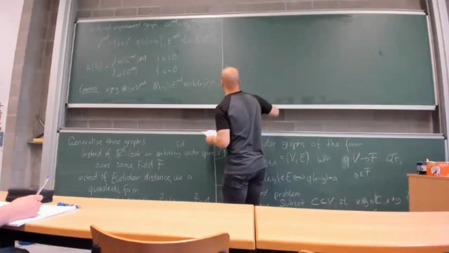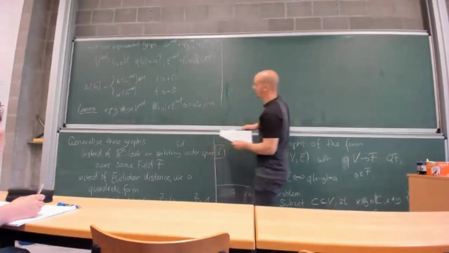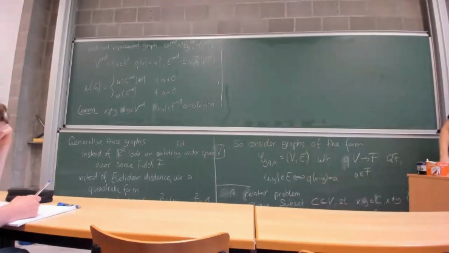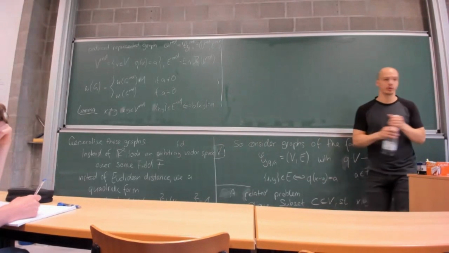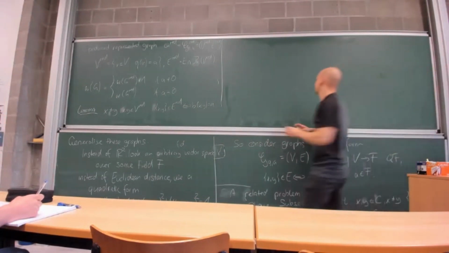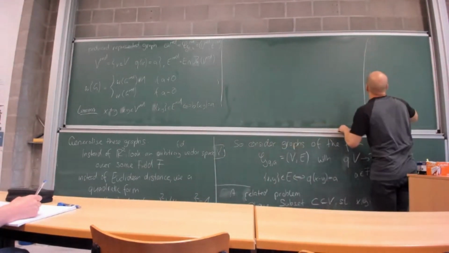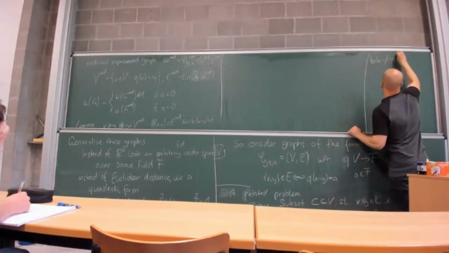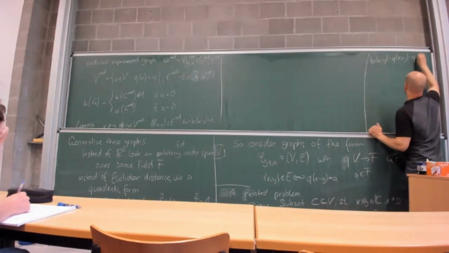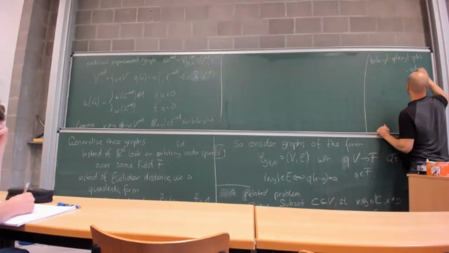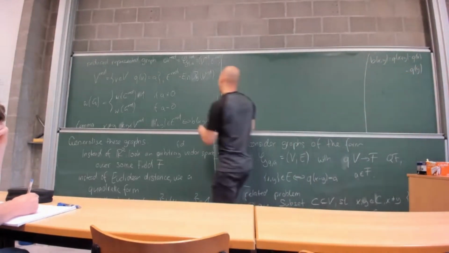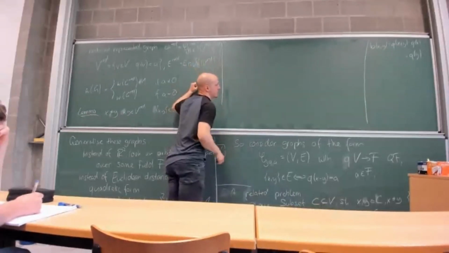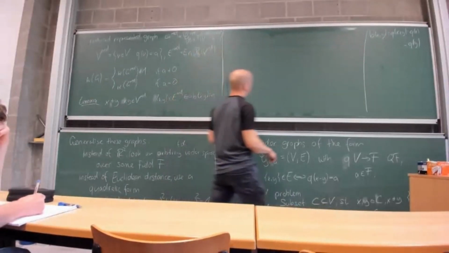Wait, sorry, what is B? So B is the associated bilinear form to Q. So B of xy is Q of x plus y minus Q of x minus Q of y. Okay, thank you. That's a bilinear form since Q is a quadratic form.